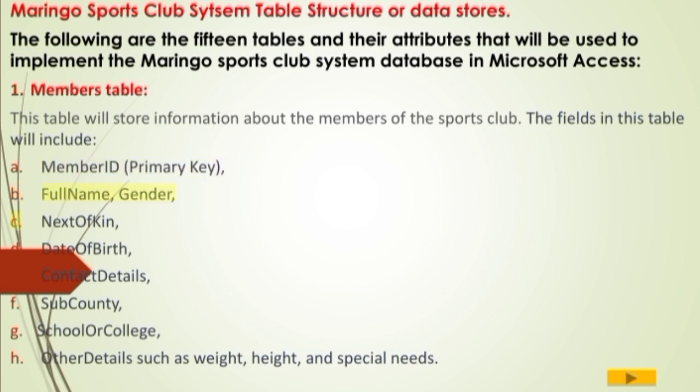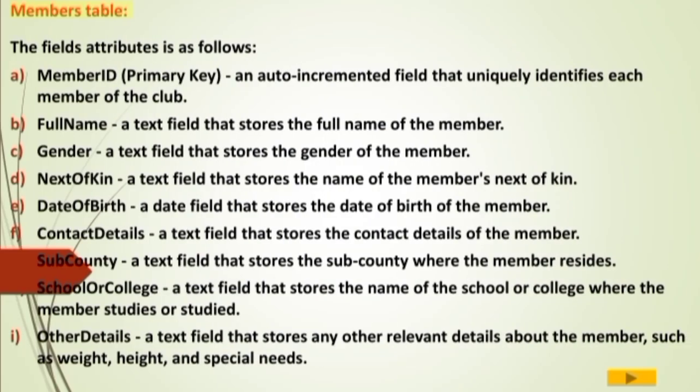B. Full name, gender. C. Next of kin. D. Date of birth. E. Contact details. F. Sub-county. G. School or college. H. Other details such as weight, height, and special needs. Members table. The fields' attributes are as follows.